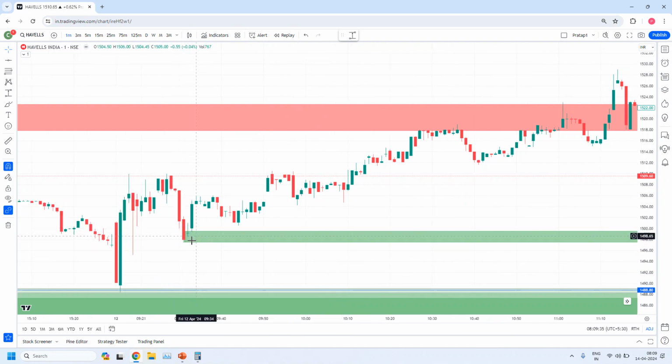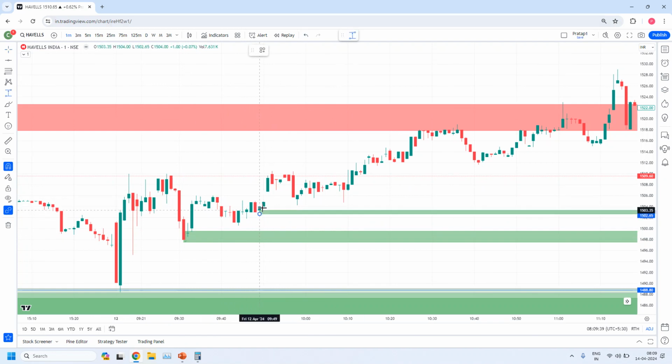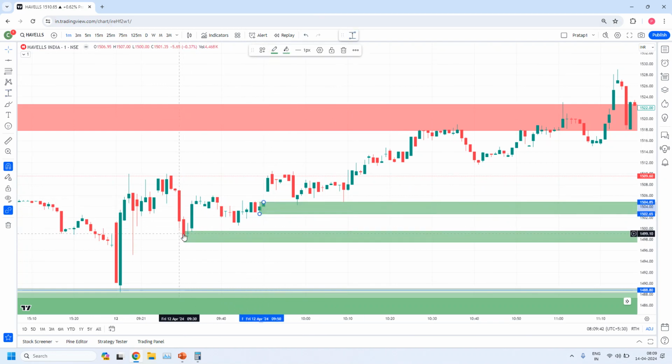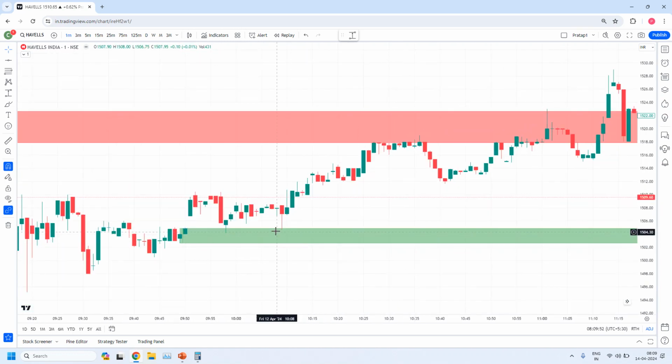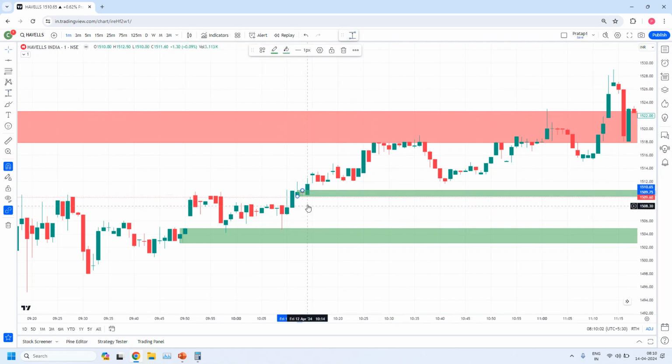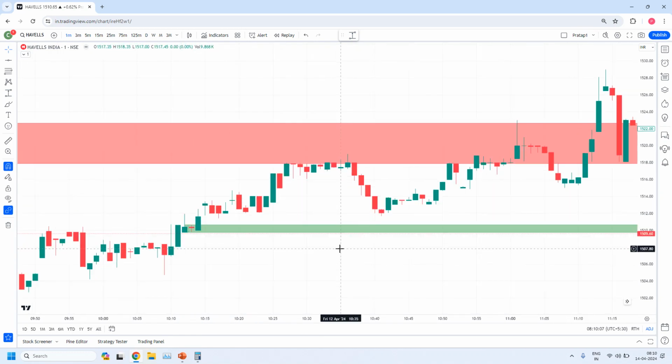But this held. See the next one. This is the one. We have a drop base rally. And this is no more valid. We can delete this. So what is your plan? In case this zone is violated, you want to exit here. And the next one is a rally base rally. So you would have exited here.